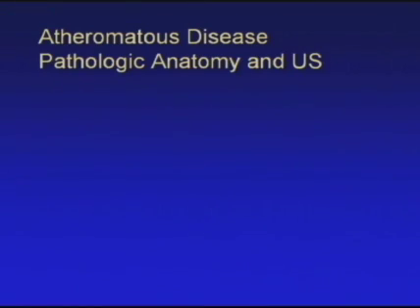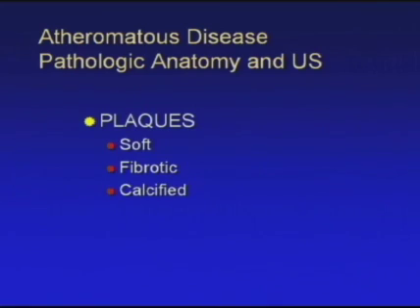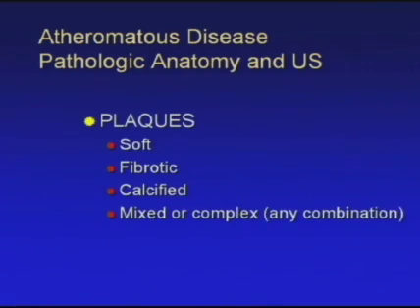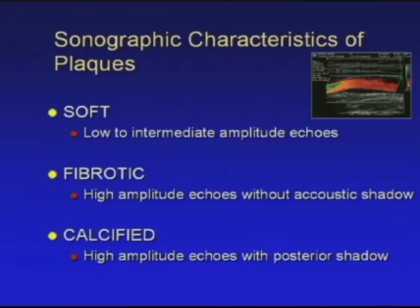There is a good correlation between the pathologic anatomy and the ultrasound findings of the plaques in carotid arteries. The plaques can be soft, fibrotic, calcified, and mixed or complex plaques when we have any combinations of these soft, fibrotic, or calcified characteristics. And we also have complicated plaques when we find hemorrhage or ulcerations or even necrosis inside the plaque.